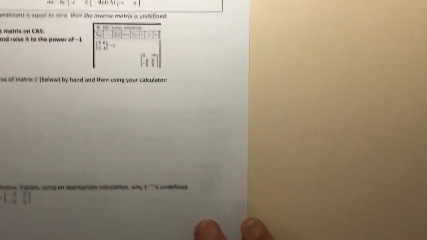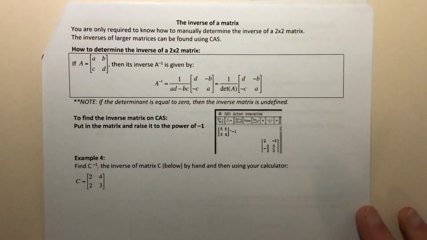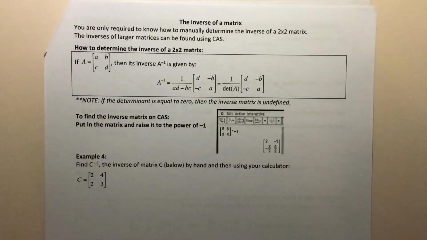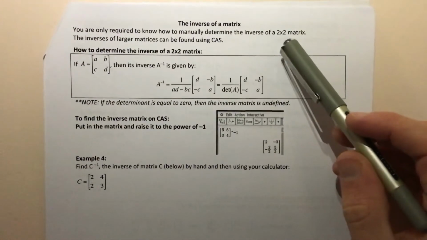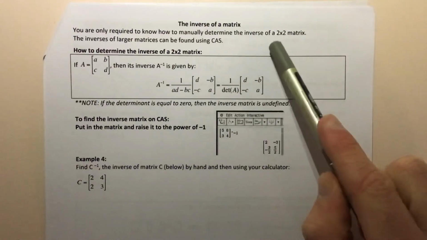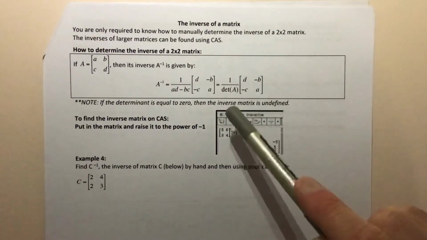All right, moving through. Lots to get through in this section. Okay, here we go. So we've talked about the identity matrix and we've talked about the determinant of a matrix. Now we're finally at the point where we can work out the inverse of a matrix, which is what we've been building towards. So the inverse of a 2 by 2 matrix, and this is important, again, like the determinant, you'll only ever have to know how to manually determine the inverse of a 2 by 2 matrix. If it's bigger, you'll be able to use your calculator.